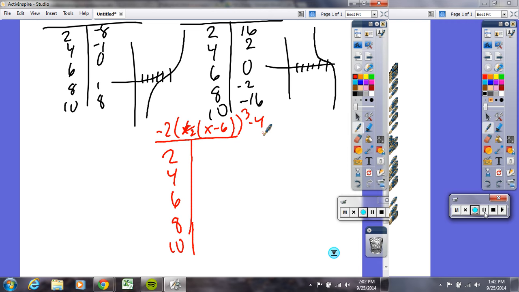Let me know. Okay, so now I take these values. What am I going to do here? Drop them down 4, right? Yes, ma'am.